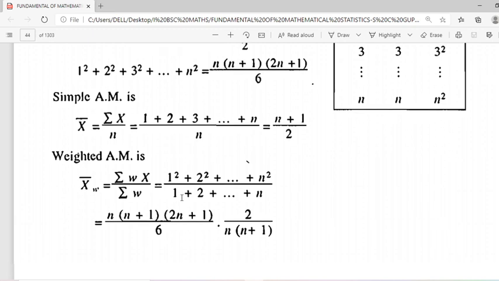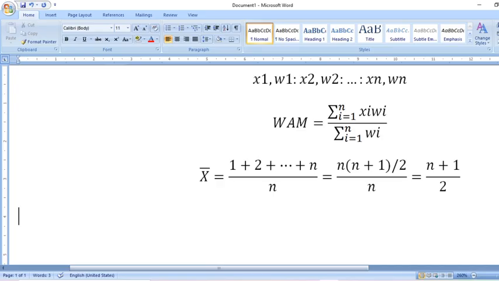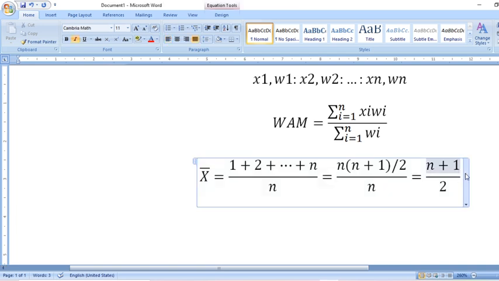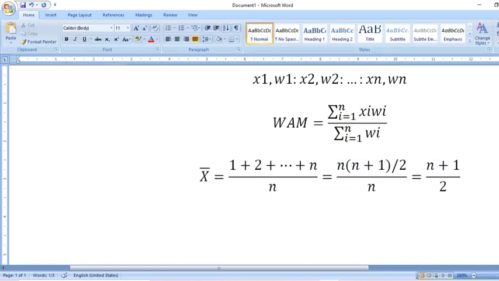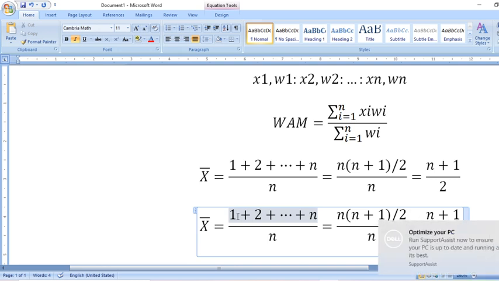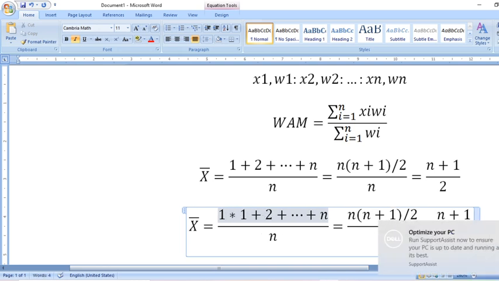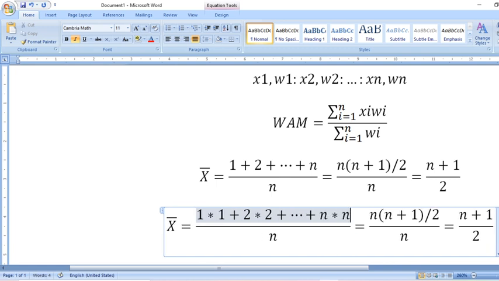Okay, now we move to the calculation of weighted arithmetic mean. So what is the formula for finding weighted arithmetic mean? We have to apply the weighted arithmetic mean formula. So what is the weight associated with each observation? It is the same number. For the observation 1, the weight is 1. For the observation 2, the weight is 2, etc. For the observation n, the weight is n.